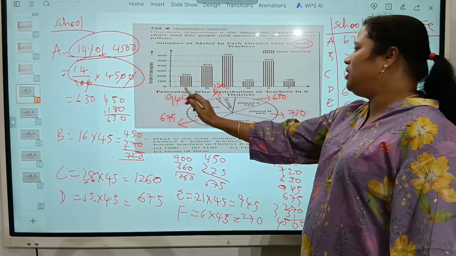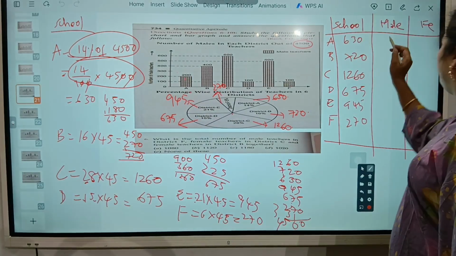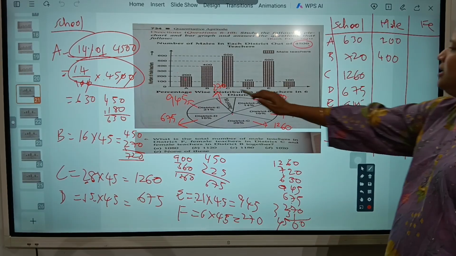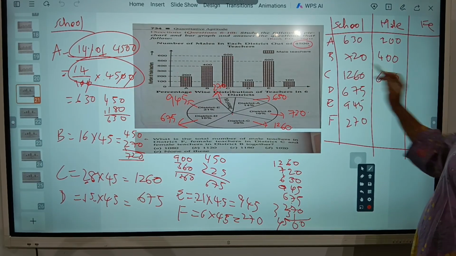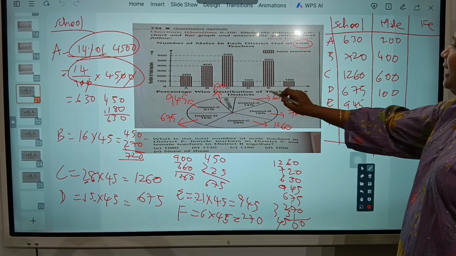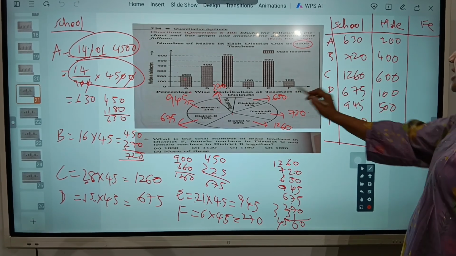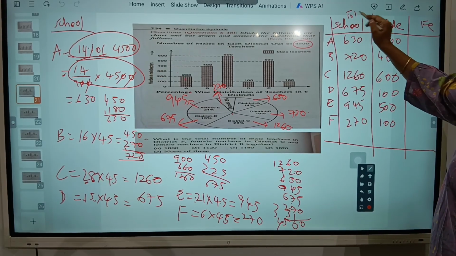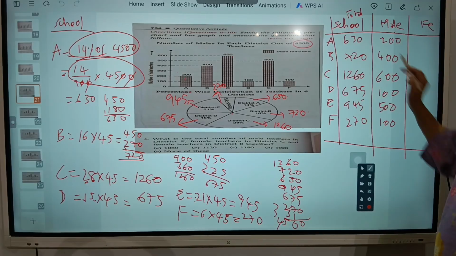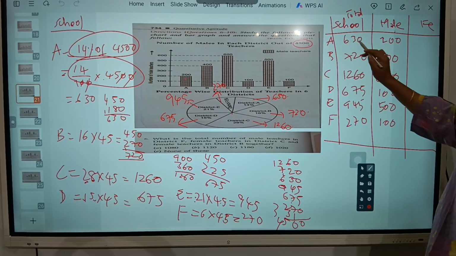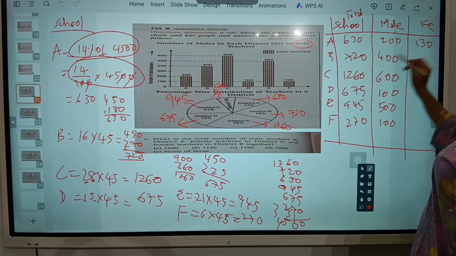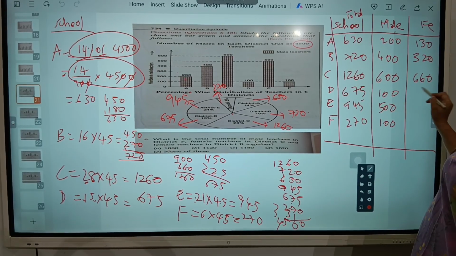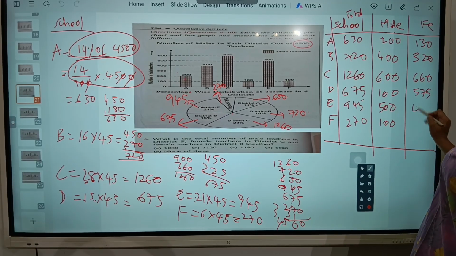And male teachers we will calculate now. Okay, from the graph, in A it is 200, in B it is 400, C it is 600, D it is 100, E it is 500, F it is 100. So now what we will do is subtract male teachers from the total number of people, then we will get female teachers. Okay, so 630 minus 200 is 430, 320, 660, 575, 445.